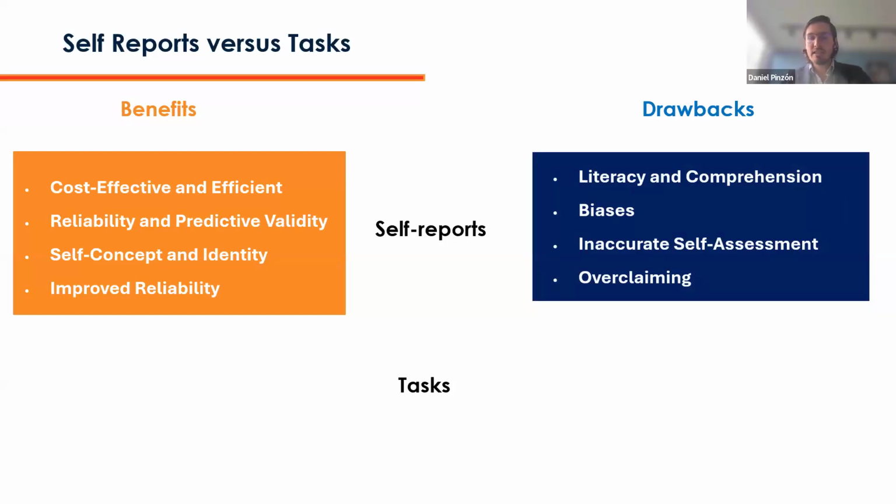They rely heavily on literacy and comprehension, which can exclude marginalized populations. They are also vulnerable to biases. Respondents might overclaim skills they lack, conform to social expectations, or misinterpret questions entirely. Self-report tells us what people believe about themselves, but not always the full truth.